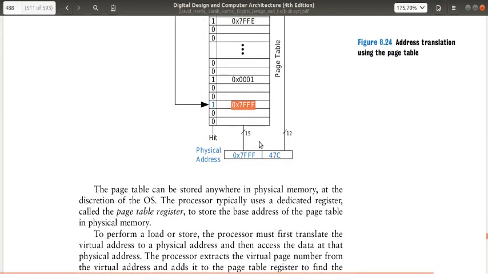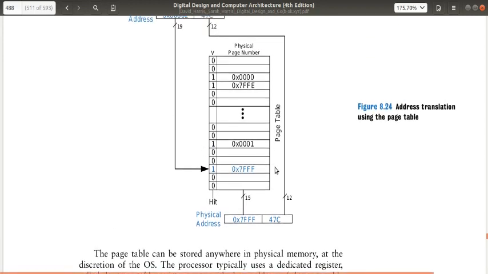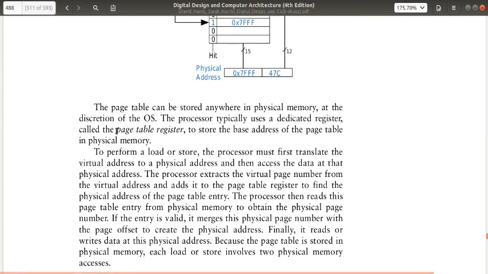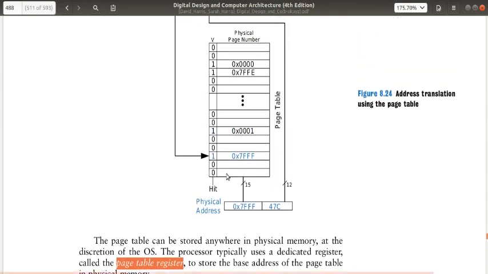So this page table can be stored anywhere in the memory. It depends on the type of OS where it is being stored. Some OSs or some physical implementations maintain a register called the page table register, which is loaded with the base address of the page table. That is, the page table starts from this location and goes up to these. In this case, 2 to the power of 19 locations are required just for maintaining the page table, and it is assumed to be in continuous locations.